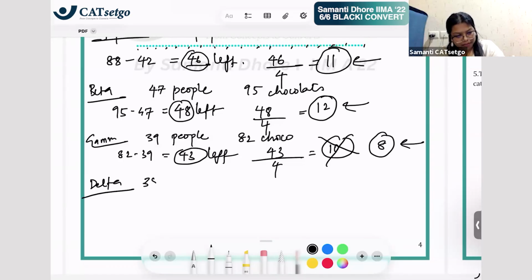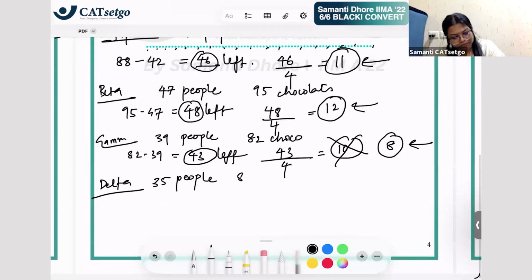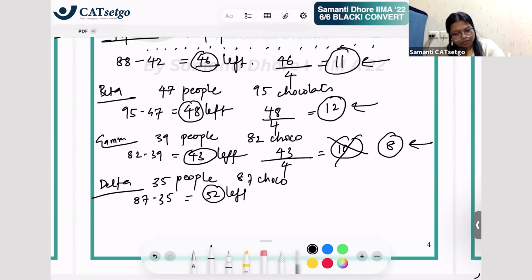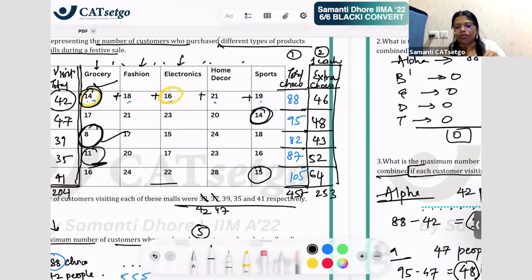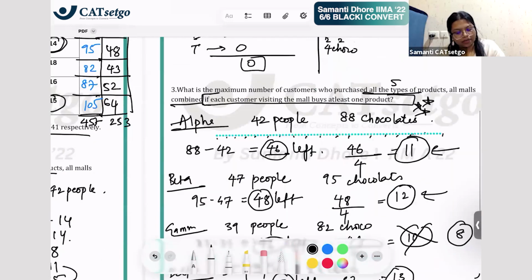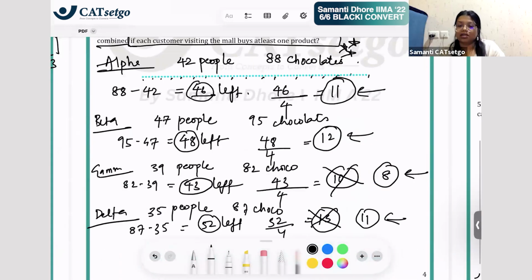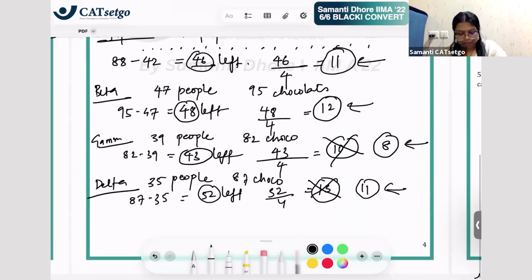There are 35 people. How many chocolates? 87 chocolates. Again 1 each given, how many are left? 52. And now 52 divided by 4 each gives 13. Is 13 possible as an answer? Do you have 13 chocolates of each type? No, you don't, you only have 11 grocery chocolates. So the answer will be 11 because that's the constraint. Right? We also have to look at practicality.